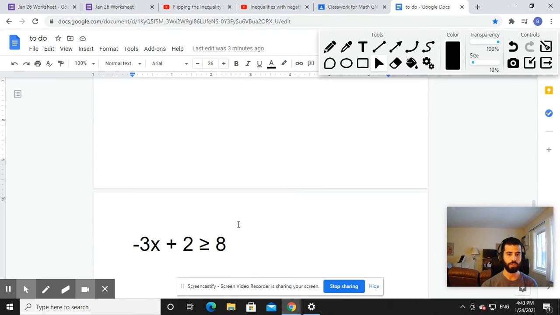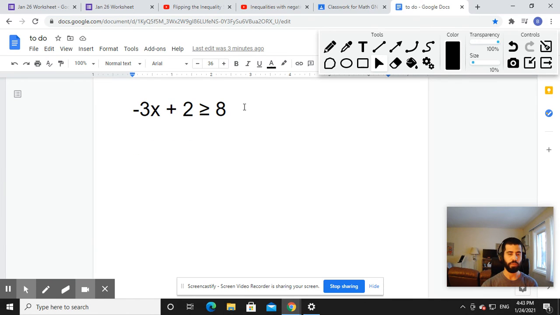Okay, that was a simple one. This one we've got a negative number in there. So same as before, we are doing SADMEP for order of operations. That's PEMDAS backwards. And that means we're going to subtract first. So this 2, we need to do the opposite. Minus 2 instead of plus 2. Do it to both sides.